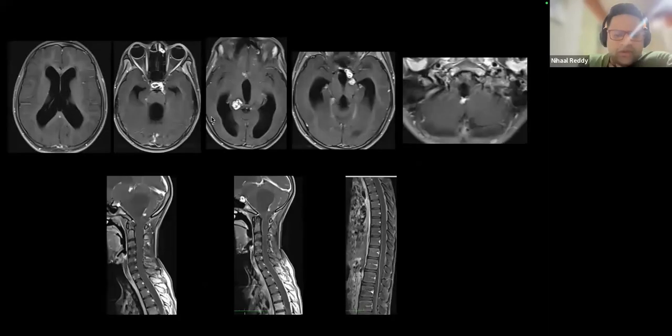So, the next scan interval. Sorry, I didn't get the interval time frame, but the changes look similar. I only put out the contrast sequences. You can appreciate again those enhancing lesions are still persistent, and hydrocephalus is still persistent with the spinal cord abnormalities.